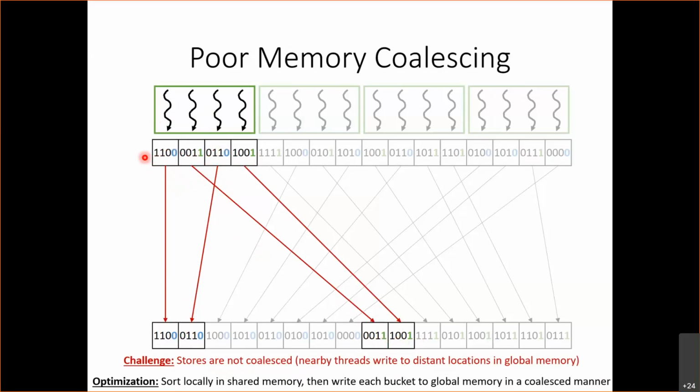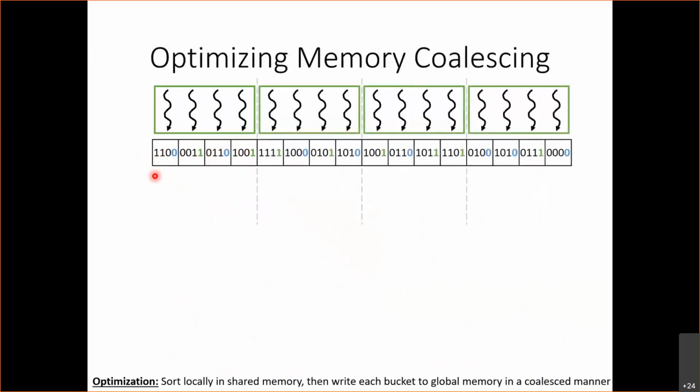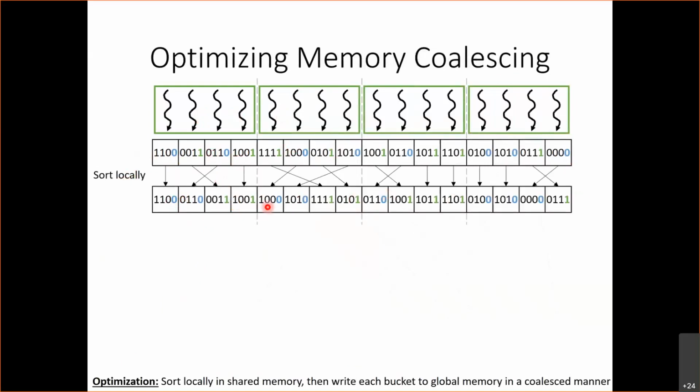Okay, so let's see what this would look like. So what we will do is we're going to start by sorting locally. So the threads in this block, right, they will take their elements and they will split them inside of shared memory, okay? And all the other thread blocks will do the same. Each thread block will have its own shared memory array that it will use to split the elements. And now that I've done this, within each thread block, within the shared memory that each block is accessing, my zeros are now together and my ones are now together. Here my zeros are together, my ones are together. Here my zeros are together, my ones are together. My zeros are together, my ones are together.